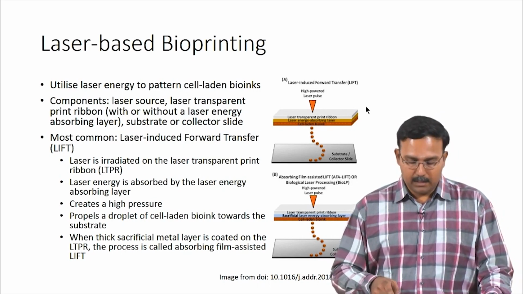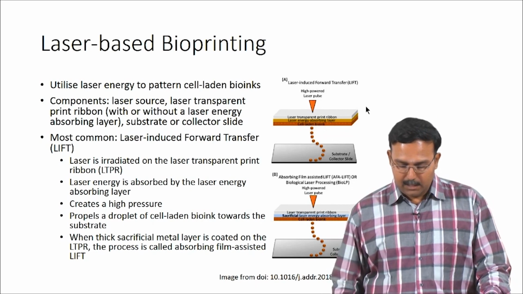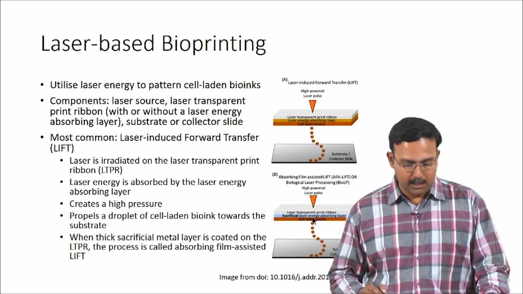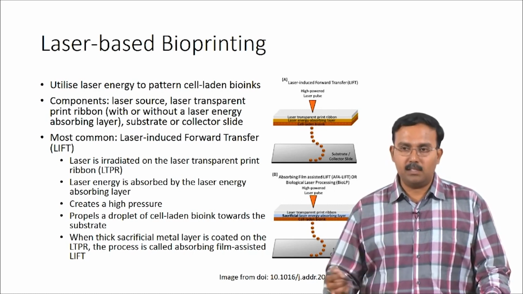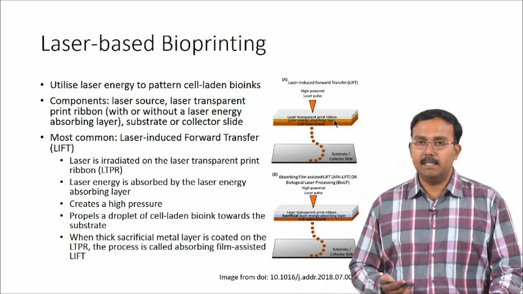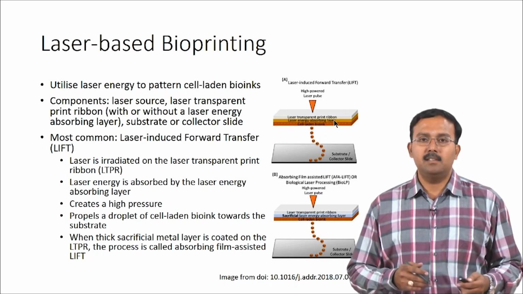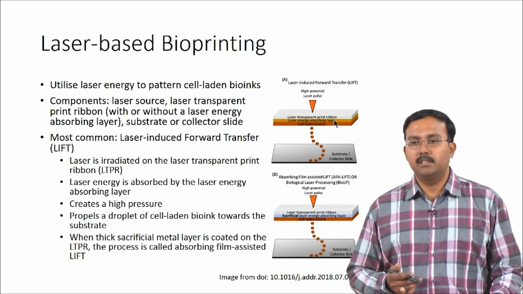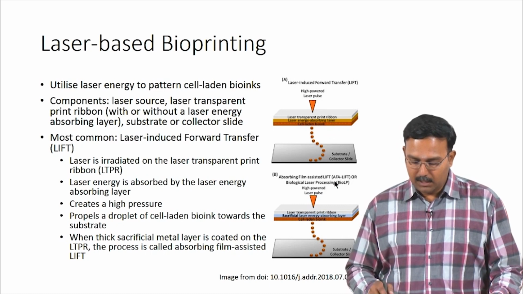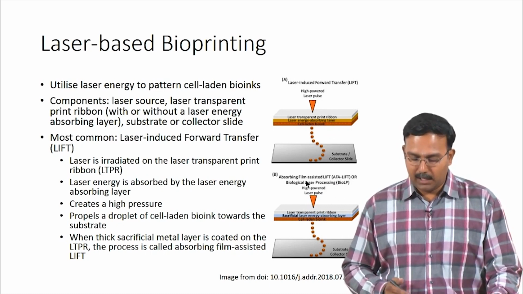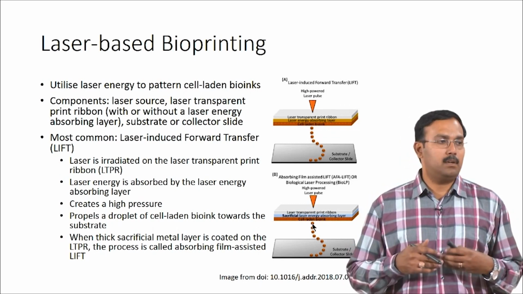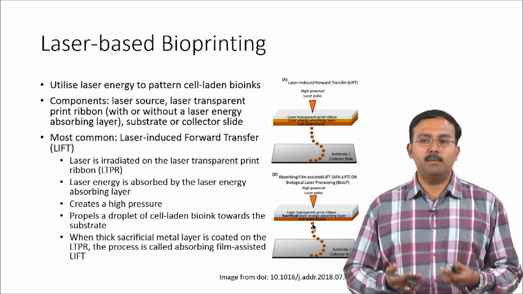So, here you could have this laser energy absorbing layer, or you could have a sacrificial laser energy absorbing layer. Instead of having just a layer which is not sacrificed, you could have a sacrificial metal material which will absorb more of the energy, and that type is called the absorbing film assisted LIFT, or the AFA LIFT. This is what is commonly used for biological laser processing, because you want the cell laden bioink to be protected from the laser energy to the maximum extent possible.